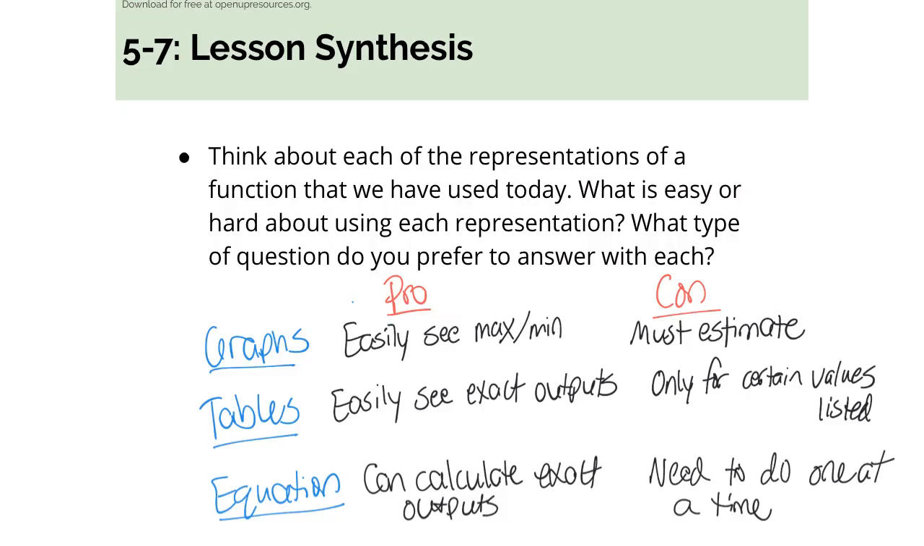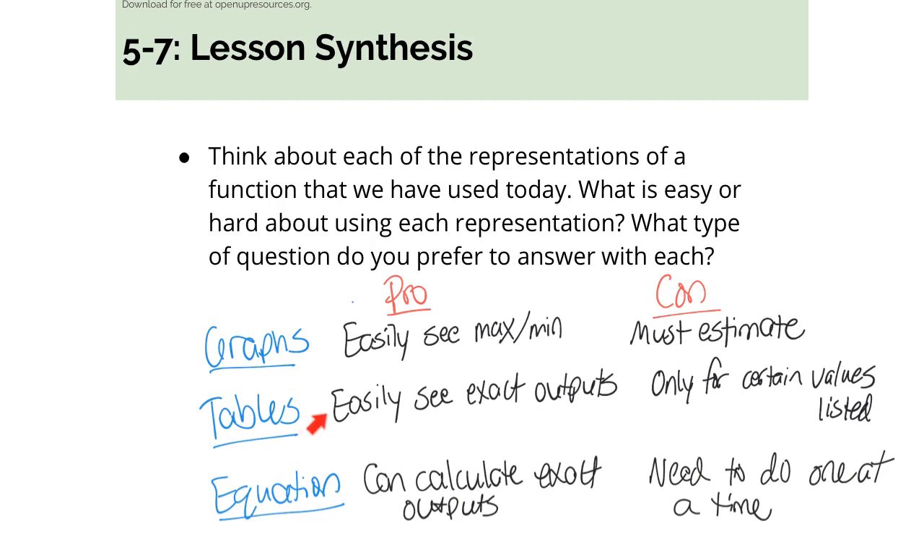To wrap up this section, I want you to think about each of the representations of a function that we've used today. We've used graphs, tables, and equations, and I want you to jot some notes down here because each one of them is good in some situations and not so good in other situations. So first, graphs, under the pro column, is that with a graph we can easily see maximum or minimum values. We can easily estimate values, but a con is that we can only estimate. We can't get exact values from a graph most of the time.